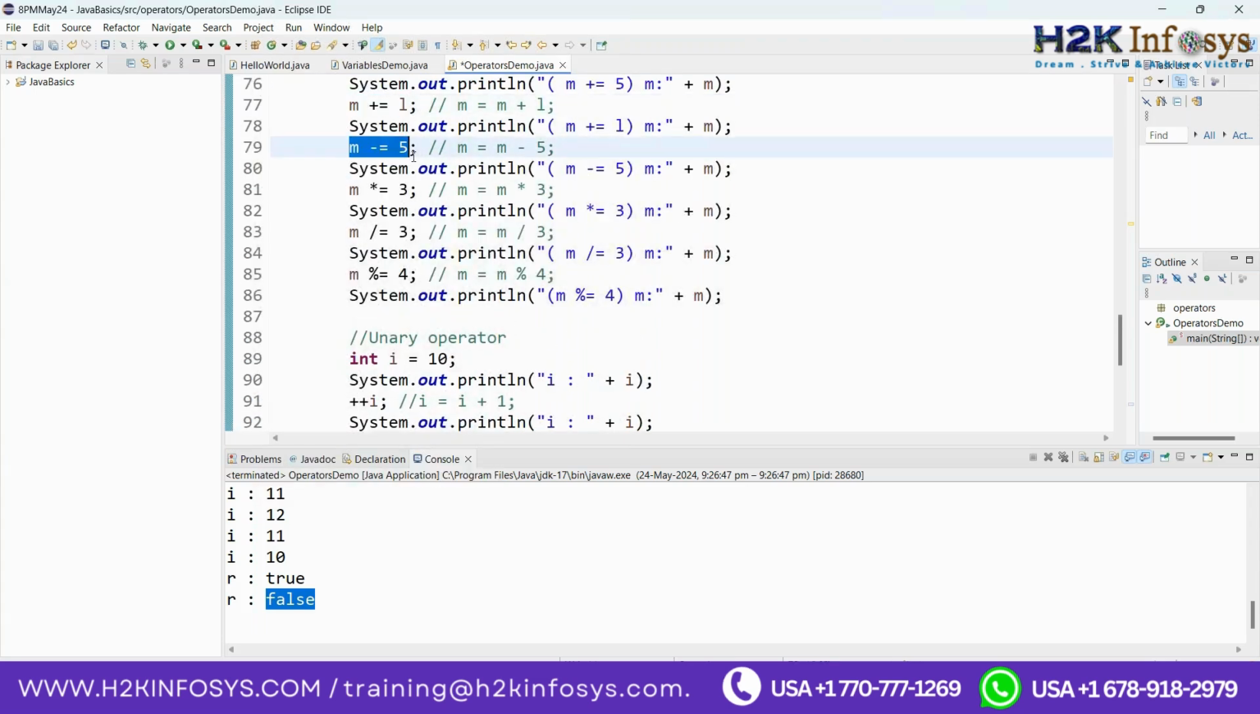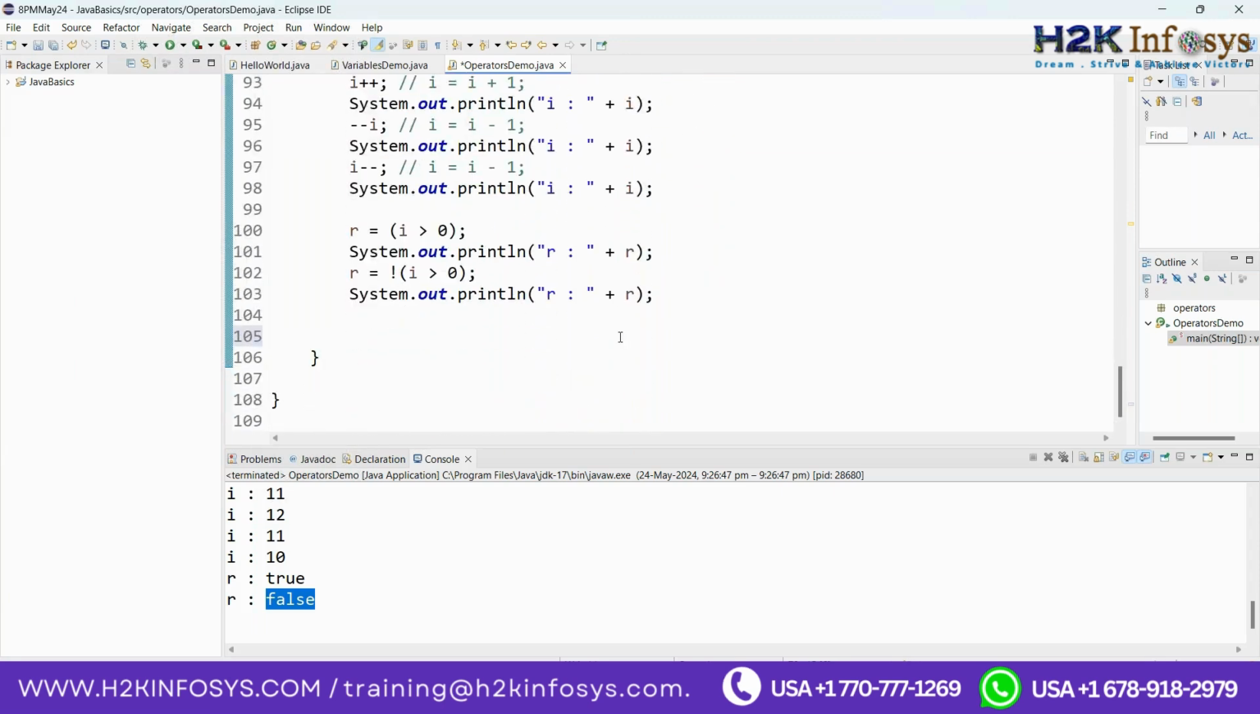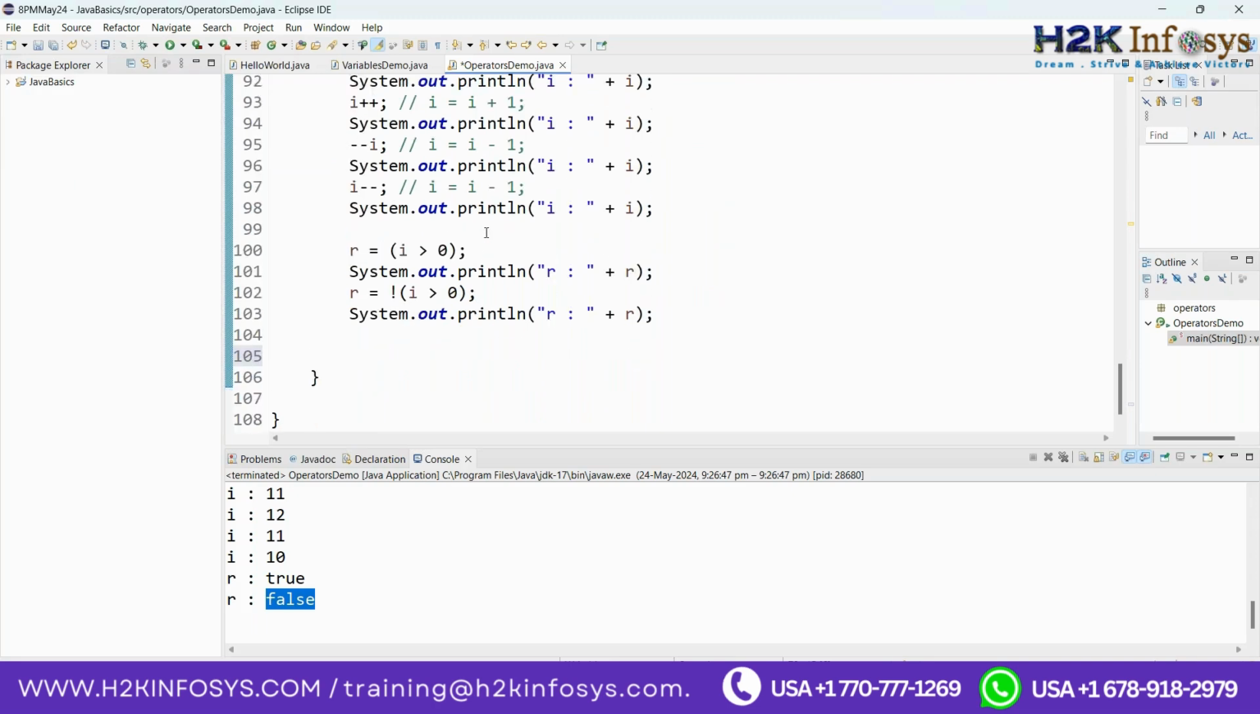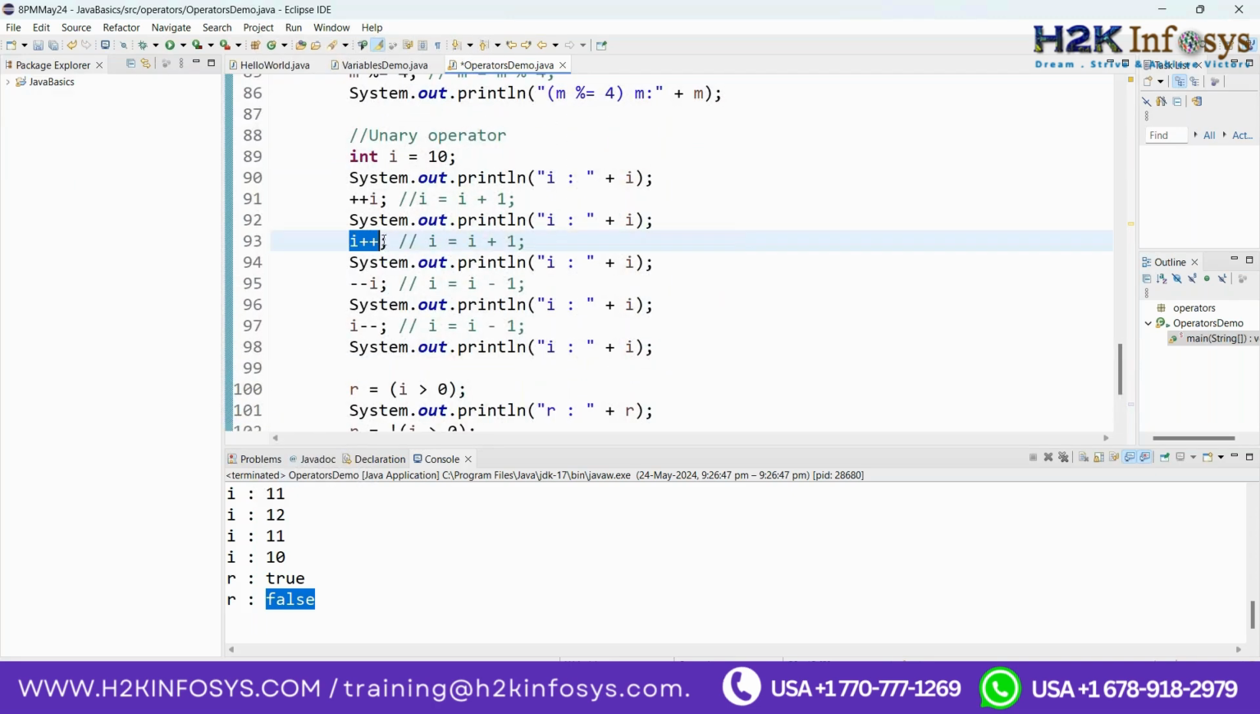So there is a reason for this. Actually, this is widely used in loop statements. In loops we normally use only one increment.